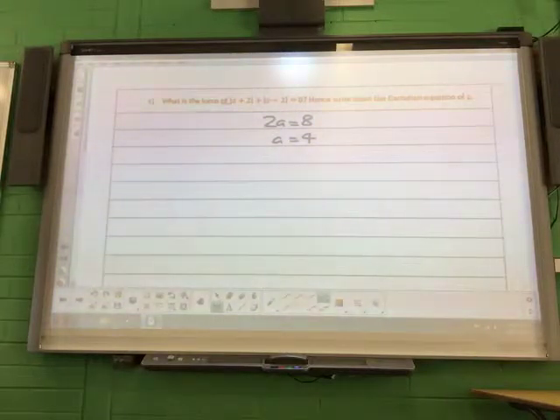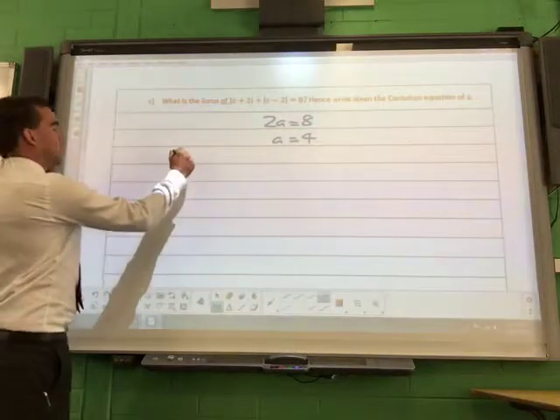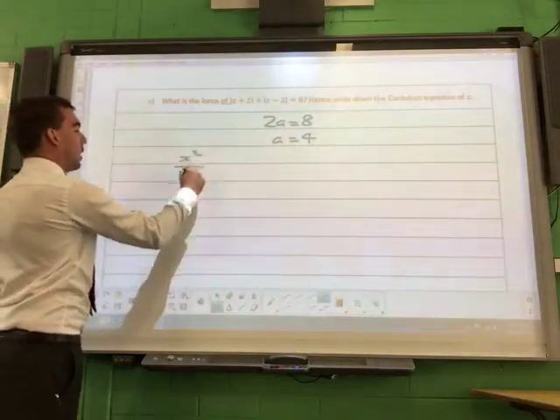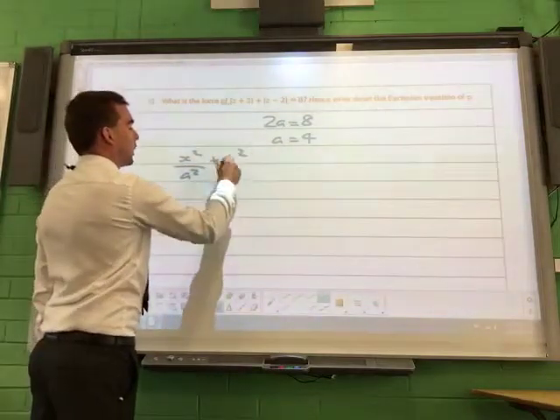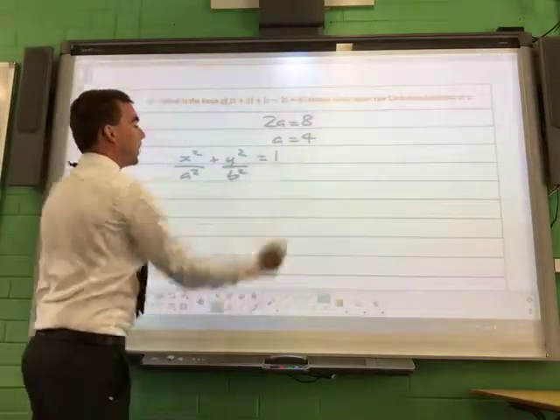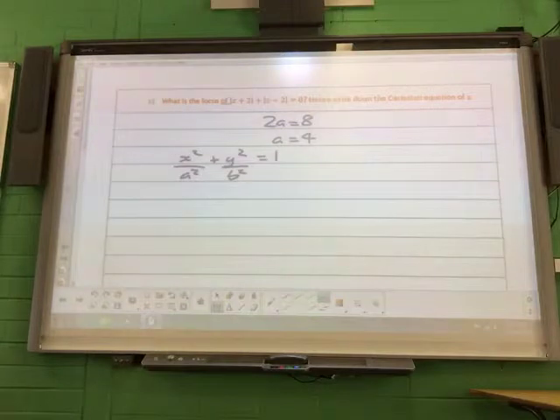Right, so we need to write down the Cartesian equation of z. So we're going to have x squared on a squared plus y squared on b squared is 1. Now, I did say there were no complex numbers involved, so we're not actually doing any calculation of complex numbers. We're just recognising that it forms an ellipse, and we're getting the main bits of information, and then we can essentially ignore it.